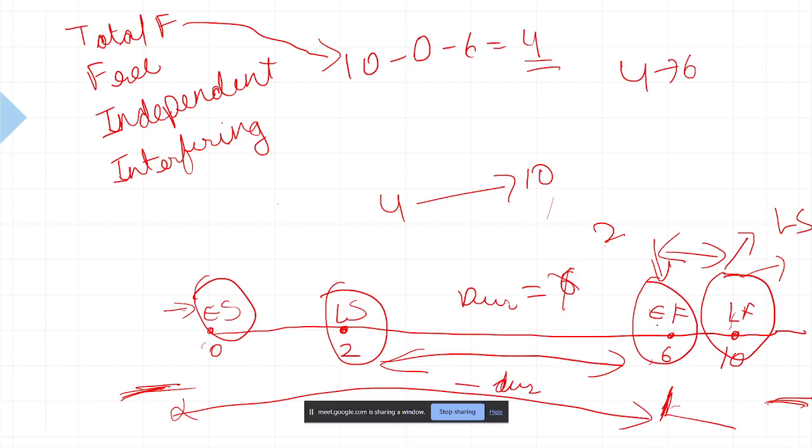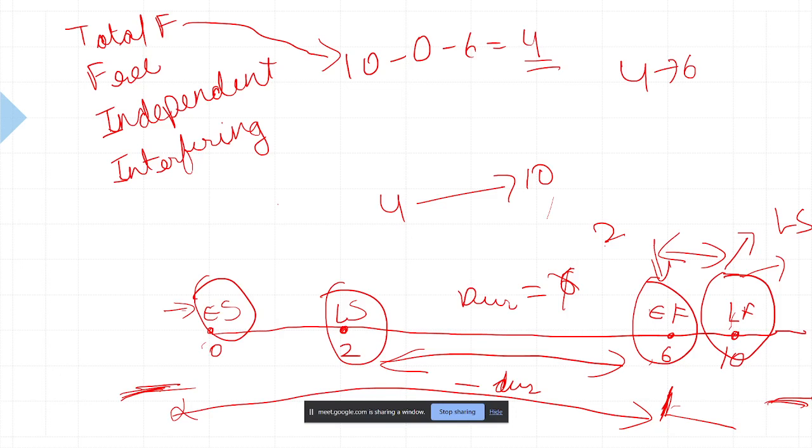So early finish minus early start minus duration gives you your free float. Early finish minus early start minus duration. Duration is necessary, na? Anyway, you have to complete your activity, naturally. Okay, sir. So is this clear with everyone?